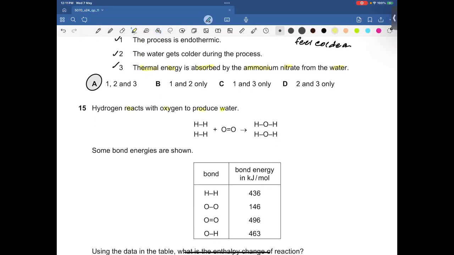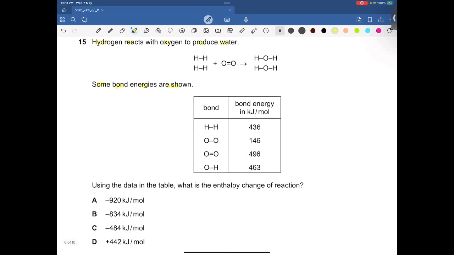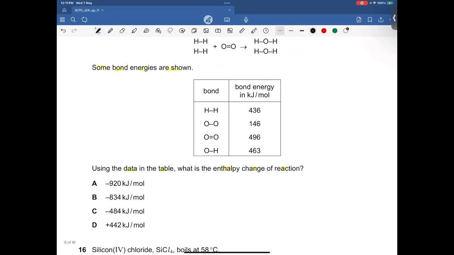Hydrogen reacts with oxygen to produce water. Some bond energies are shown. Use the data in the table. What is the enthalpy change of the reaction? ये आपका रिएक्टेंट है, ये आपका प्रोडक्ट है. सबसे पहले रिएक्टेंट की बात करते हैं.